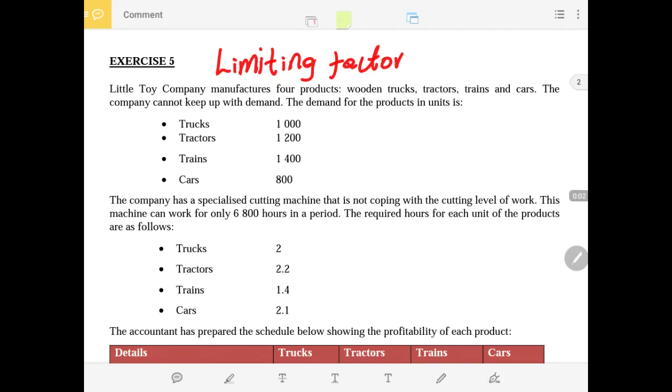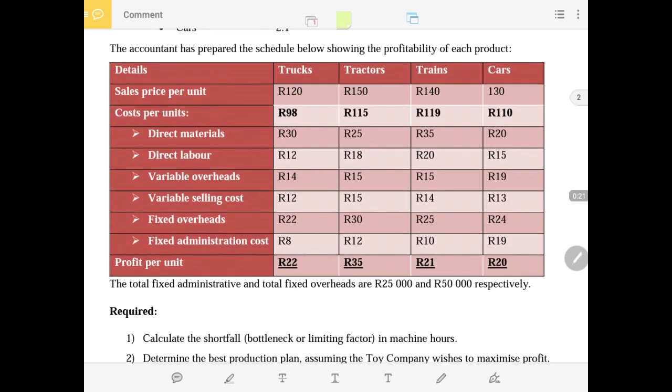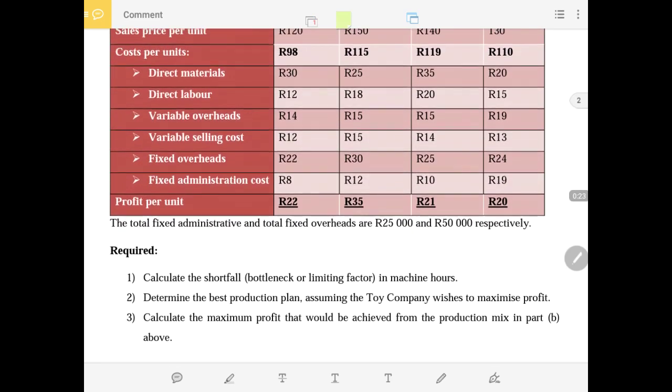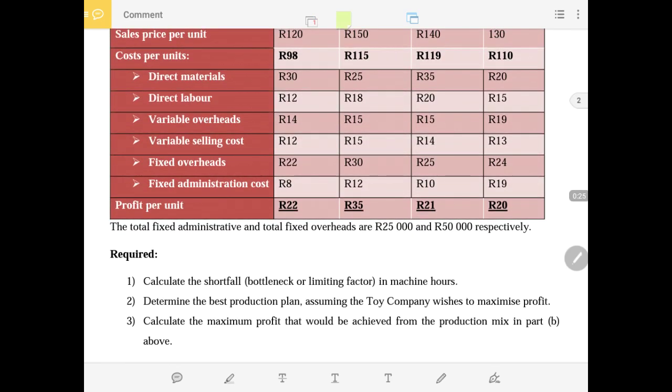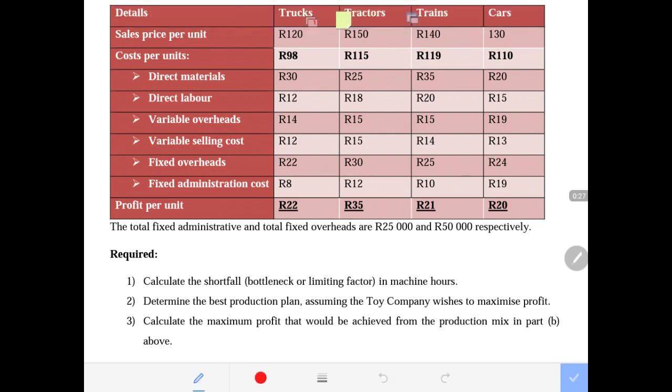Thank you, students. Once again, in this video exercise, I will be focusing on the topic called limiting factor, as I have written on top in red. Now, as usual, I prefer to begin by reading what we are required to do before I read the information provided to us.